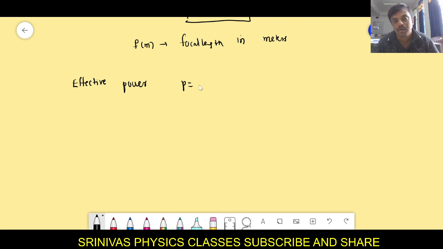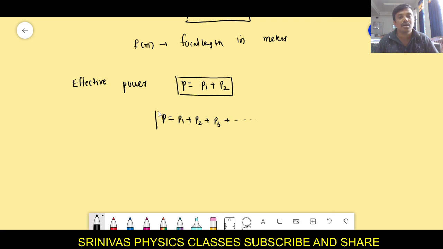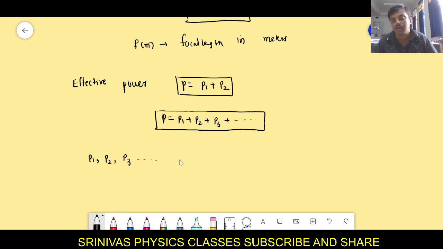Effective power is equal to P1 plus P2. If more than two lenses are there, we write P1 plus P2 plus P3 and so on. P1, P2, P3 are the powers of individual lenses, and P is the effective power, the total power.